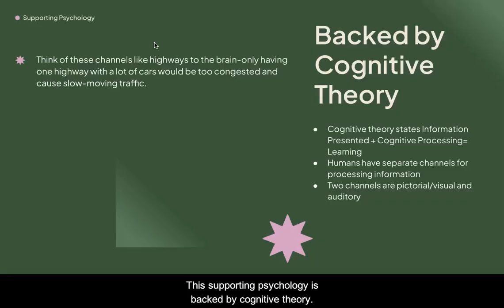This supporting psychology is backed by cognitive theory. Cognitive theory supports the use of the modality principle in psychological processing and new knowledge integration. Cognitive theory supports the claim that information presenting coupled with cognitive processing is responsible for learning. This theory also claims that humans have separate channels for processing. These two channels are the pictorial or visual channel and the auditory channel. Think of these channels like highways to the brain.